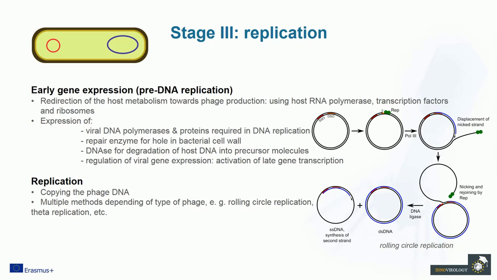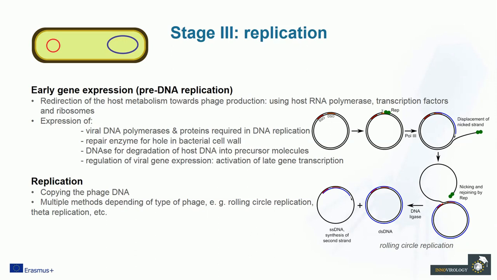The produced early proteins also regulate the viral gene expression, for example, the activation of late gene transcription. Next, the DNA is replicated, which means that the phage DNA is copied. Multiple methods can be applied for replication according to the preference of the infecting phage.